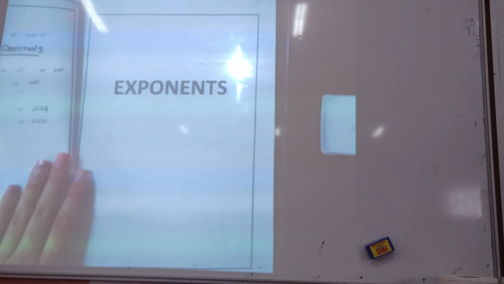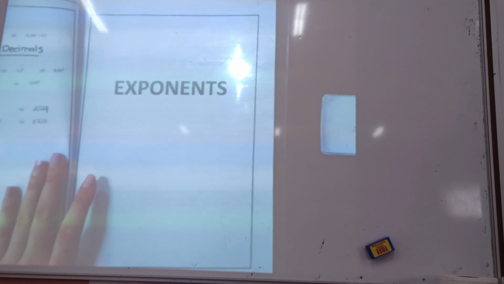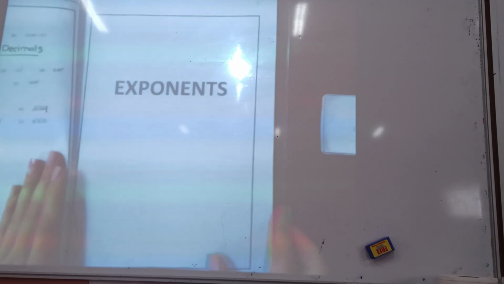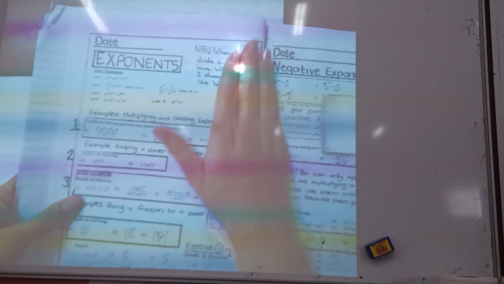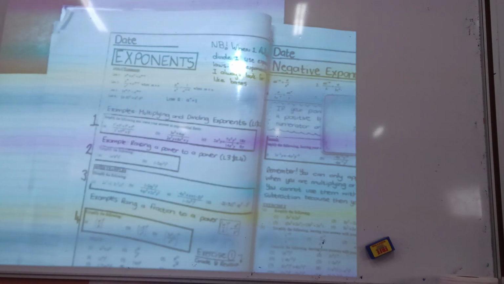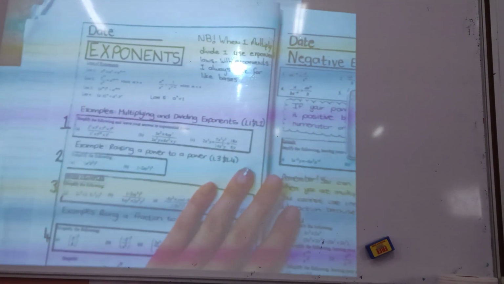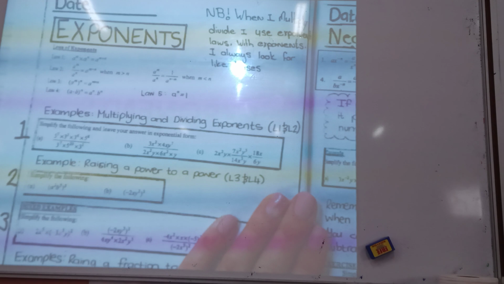Is that okay? Yes. So here you're opening up your workbook to exponents, and we're going to have a look on the first page. We didn't do dividing by decimals. Can we do exponents and then go back? Is that okay? Because for me, this is the most important part, but we will go back. I want to spend most of our time looking at exponents. So that's what we have.